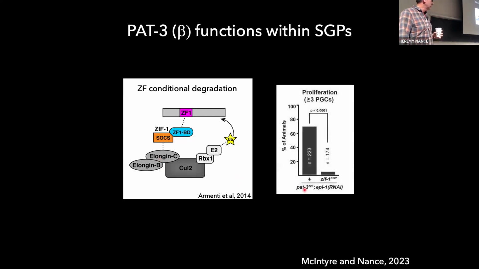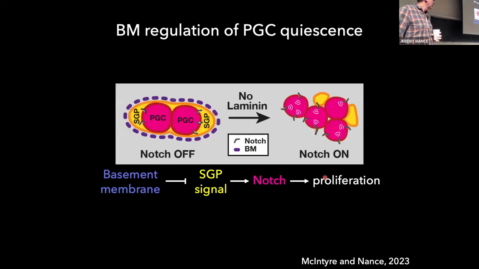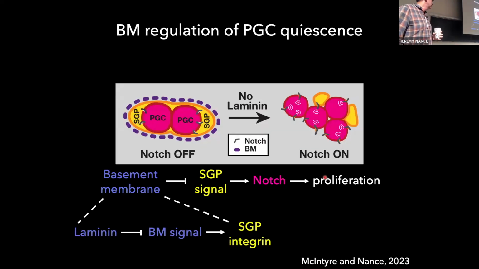And so that's what Dan did. He repeated these experiments using a genetically engineered PAT3 ZF1 allele, and he degraded it specifically in the SGPs. And you can see this is the same suppression of proliferation that he saw when he took away PAT3 everywhere. So our interpretation of this is that PAT2, PAT3 heterodimers of integrin in the somatic gonad cells are required for relaying this break from the basement membrane to keep the germ cells from exiting quiescence, which I just said. So there's that.